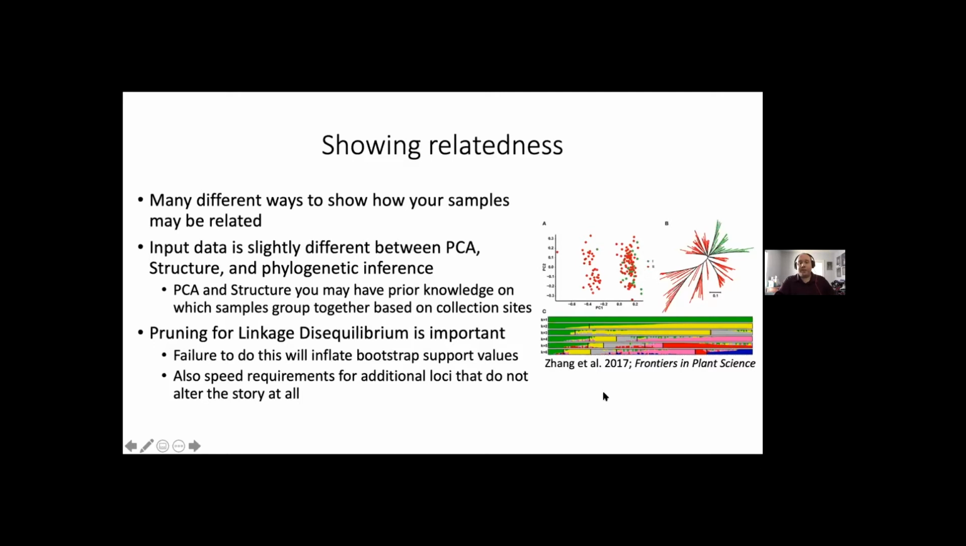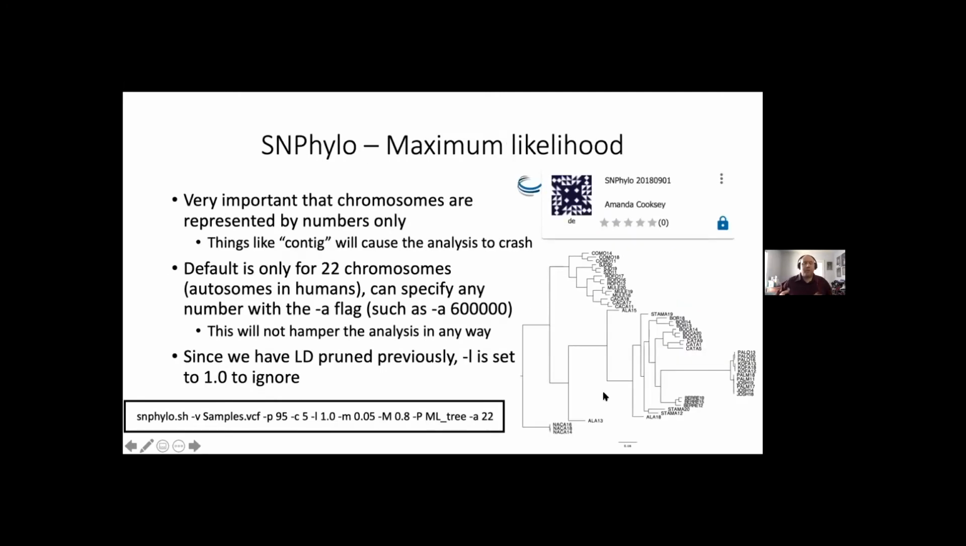So for comparisons, first up, talking about building a maximum likelihood tree. We can do this in a program called SNPhylo. Again, it has its own app. One very important aspect of this program is that the chromosomes or the contigs cannot have any letters or words in them. They can only be represented by numbers. So if you have a VCF file that has contig 1, contig 2, that's going to cause some problems and cause it to crash. So we need to remove those.